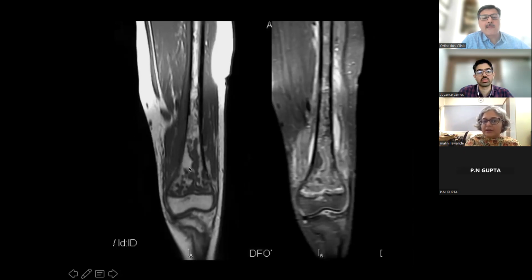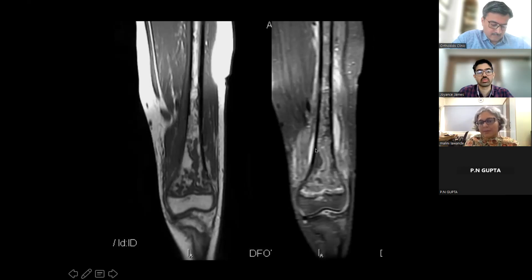Look at T1 weighted image. You can see the serpentine areas and you can see the fat spared in between. So again, kind of answering the question that Dr. Gupta asked, when between infection and tumor. So this is a very important point where you have fat interspersed. Fat will not be spared in Ewing sarcoma where there is an infiltrating lesion.